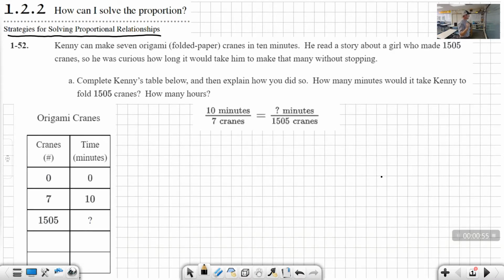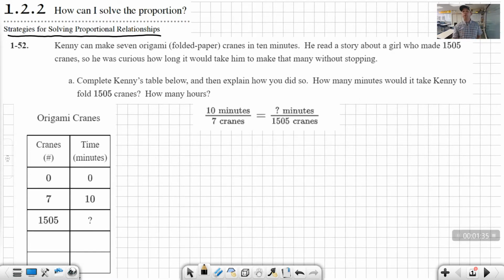Now, 1-52. Kenny can make 7 origami folded paper cranes in 10 minutes. He read a story about a girl who made 1,505 cranes, so he was curious how long it would take him to make that many without stopping. Complete Kenny's table below, then explain how you did so. How many minutes would it take Kenny to fold 1,505 cranes?